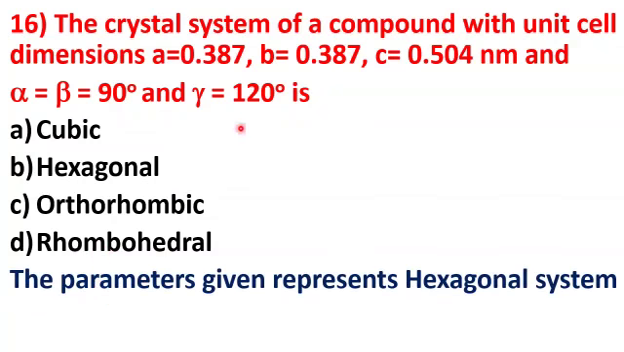So these parameters, that is a is equal to 0.387, b also is equal to 0.387 and c is different, and alpha and beta are same and gamma is 120. So that parameters are representing hexagonal system. So you have to remember, for hexagonal system a equal to b and not equal to c, and alpha is equal to beta which is not equal to gamma. Hence correct option is hexagonal, option B. So this is direct question. You have to remember these parameters.